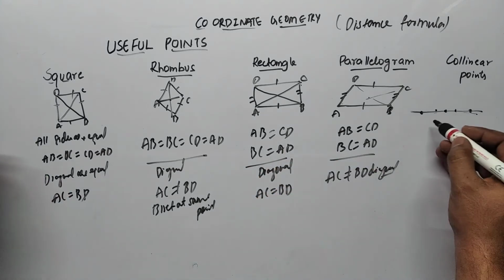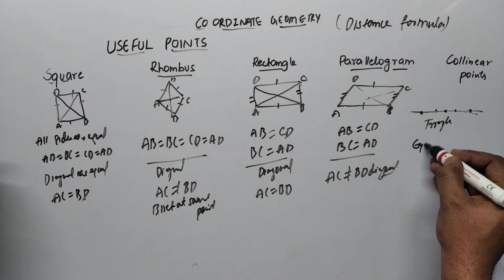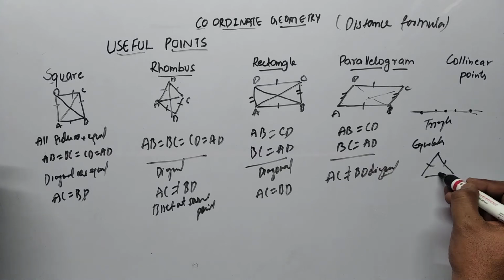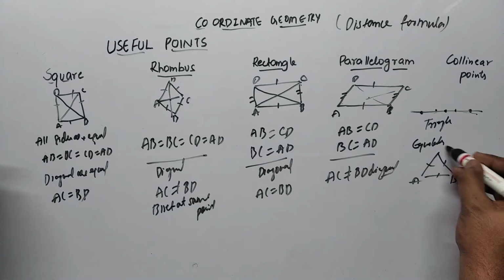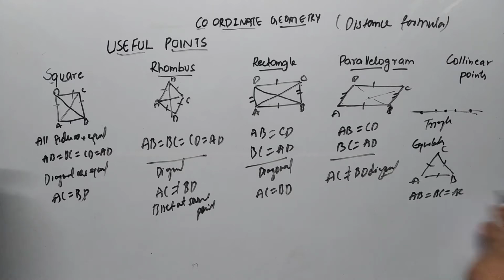And next, I told you we will be discussing triangles. The first one is the equilateral triangle. In an equilateral triangle, all the sides are equal. If I name them ABC, you can say that AB is equal to BC is equal to AC.